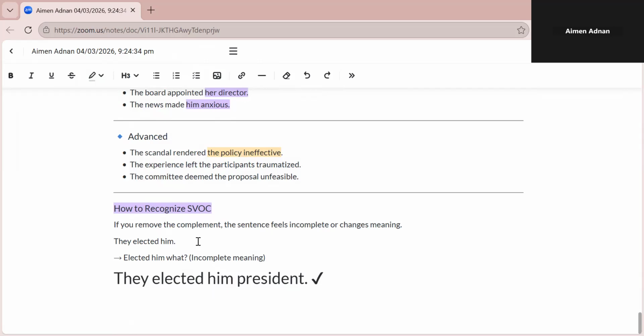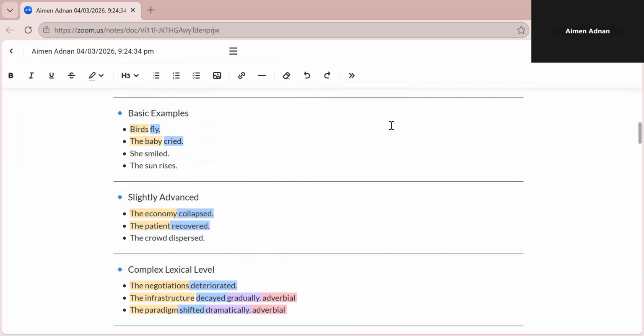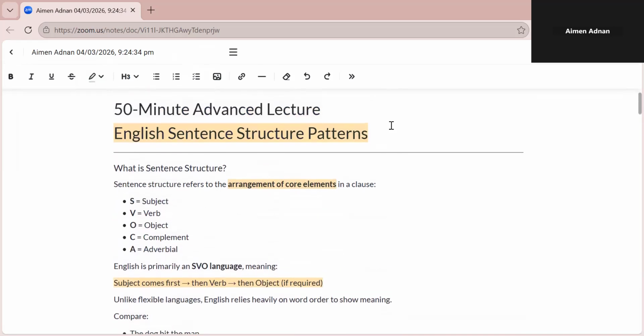So when you have to identify if the sentence has a complement, you have to ask the question what. And if you get the answer to this question, then there is a complement in the sentence. For example, they elected him president. So president is actually the complement to the object. So yeah, this was it from today's lecture, and I hope that you have an understanding of all the basic structures that we did today.